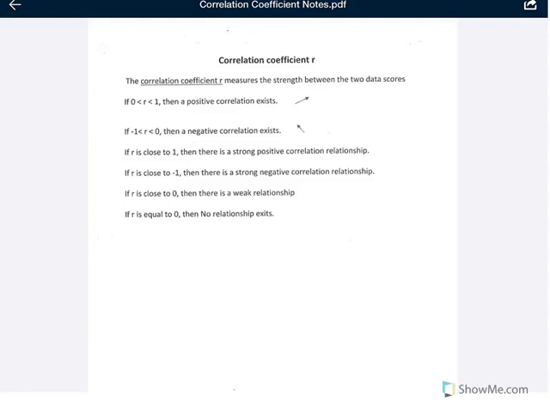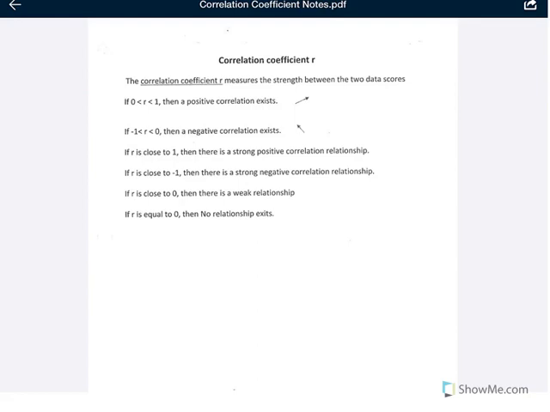Hey guys, today's lesson we're going to talk about correlation coefficient, and that is a new vocabulary term. We've talked about correlation. Correlation is the relationship between two things. So we've talked about positive correlation, negative correlation, and no correlation when referring to scatter plots. And now we're going to talk about a correlation coefficient.